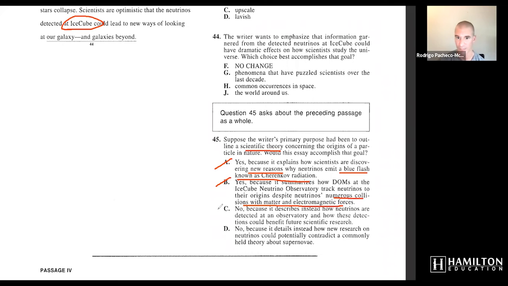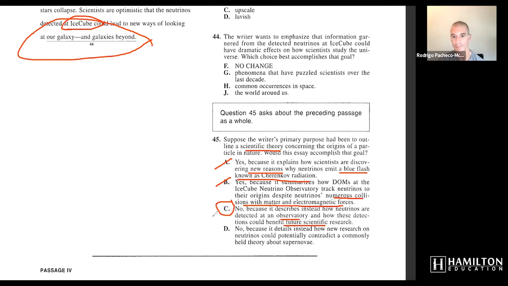All right, let's look at C. C says no, because it describes instead how neutrinos are detected at an observatory. This is true. And how these detections could benefit future scientific research. This is also true. We don't have to look too far to make a connection to that second point, that these detections at IceCube could lead to new ways of looking at our galaxy. And this is why C is our correct answer.